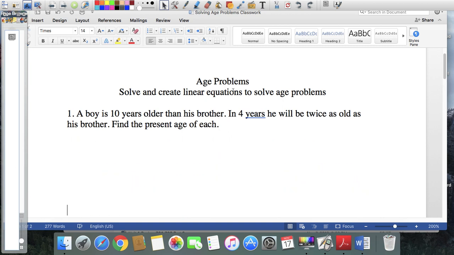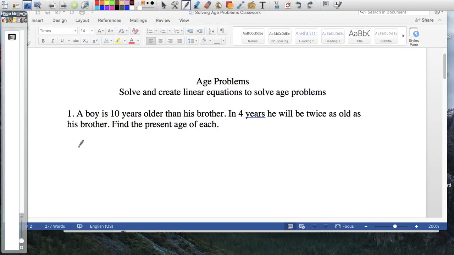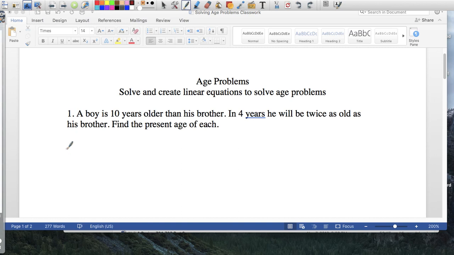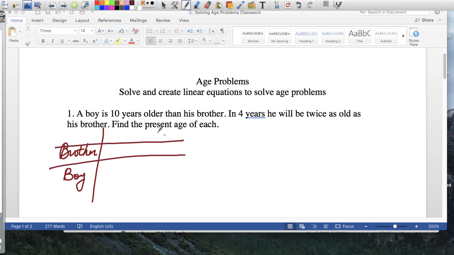I am going to create a little chart, and we have, let me write, brother and the boy. Okay, so this is now, and the time here is going to be plus 4 years. So the brother, I don't know anything about him, so I'll call him X.